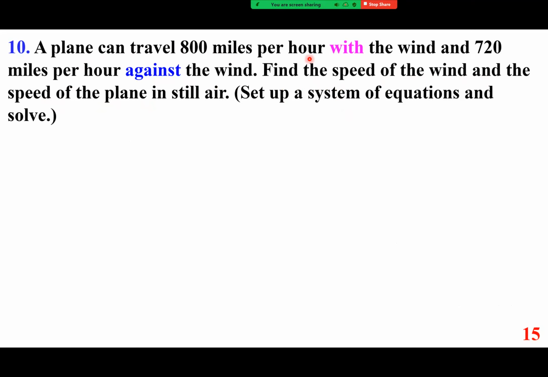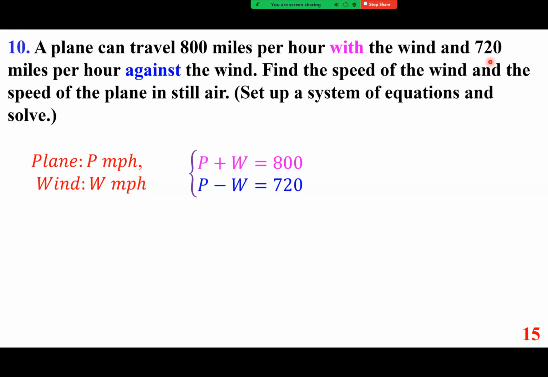So 800 miles per hour with the wind, and instead of X and Y, I'm going to call them P and W. P stands for the speed of the plane, W for the wind. So P plus W is 800, P minus W is 720. And clearly, all you have to do is add them up. These two cancel each other. You end up with 2P equals 1520. Divide by 2. P becomes 760 miles per hour.